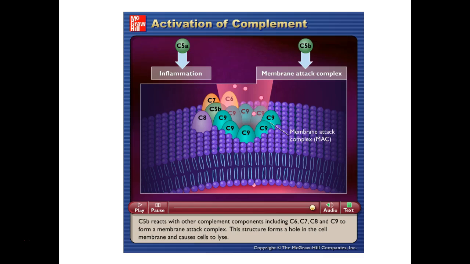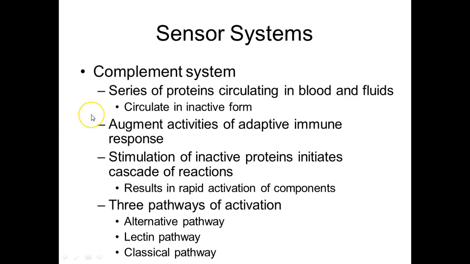So let's summarize it, though, because there's some important steps in there. And one of the activations they don't talk about. So, it's a series of proteins, right? These proteins are circulating in your blood and fluids in the inactive form. They've got to be activated for this cascade of events to progress.